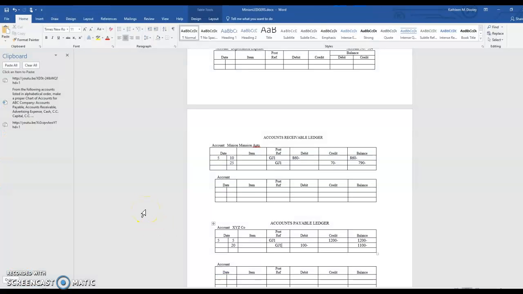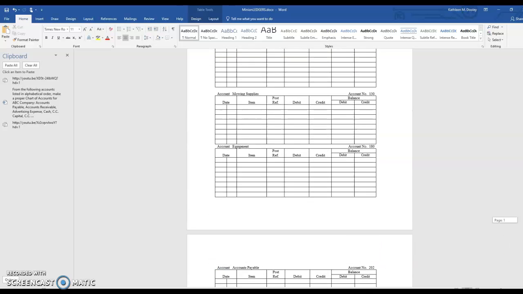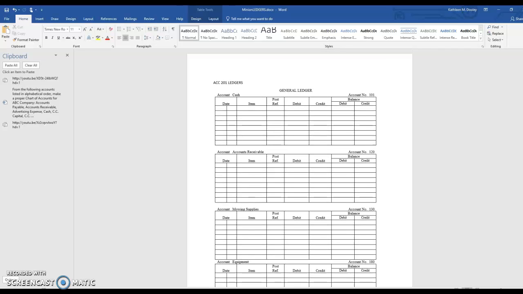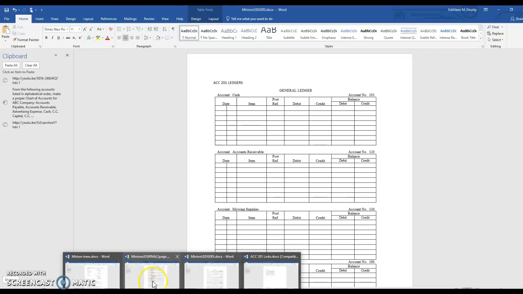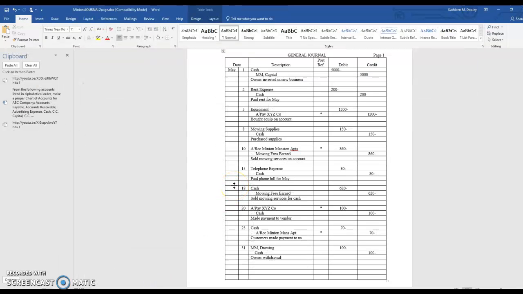Okay, so we have now journalized all our transactions. We did post to the accounts receivable and accounts payable subsidiary ledgers as necessary, but our general ledger is not yet posted to. I did get these ledgers together. I put in the names of all the accounts and the account numbers in there, so I'm ready to go. Posting is all about copying from the journal into the ledger.